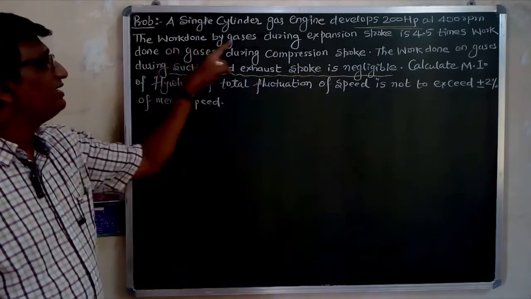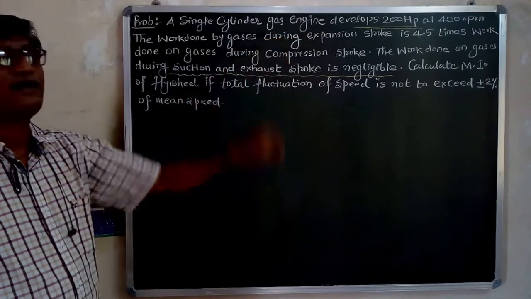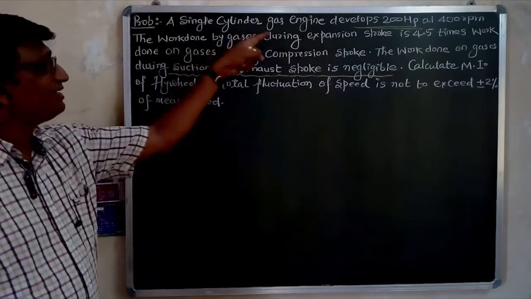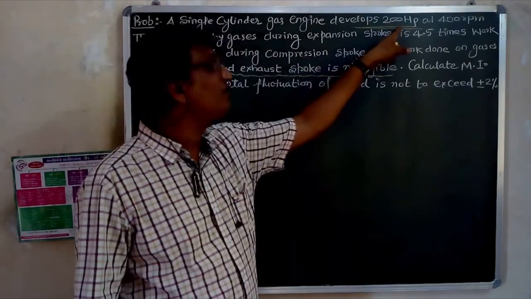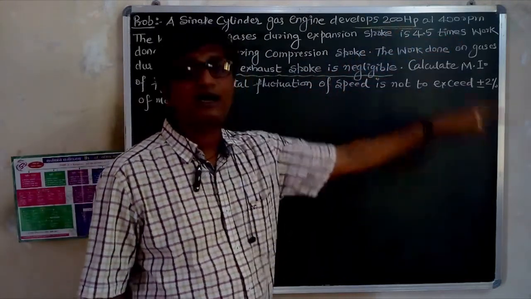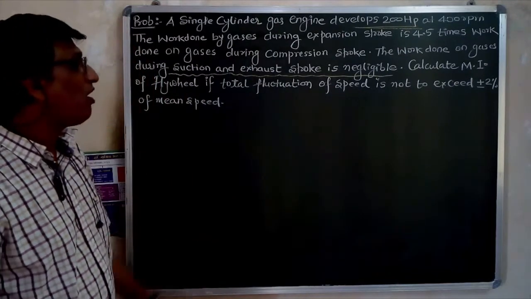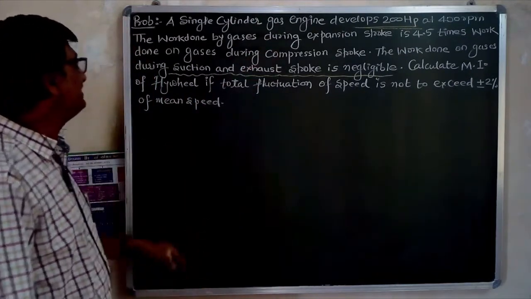A single cylinder gas engine develops 200 HP. That means the power is given at 400 RPM. That is the average or mean speed of the engine.